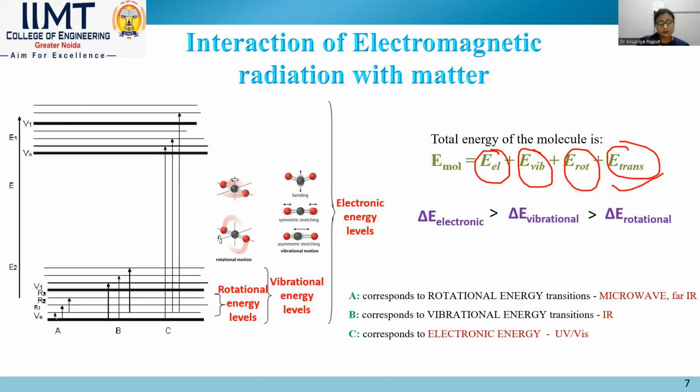When molecules change their energy in the form of rotation, we can measure this energy change in the region of microwave and infrared radiation. When molecules change their energy in the form of vibration, we can measure it in the IR region. When they change their energy in the form of electronic transition, we measure it in the UV visible region.